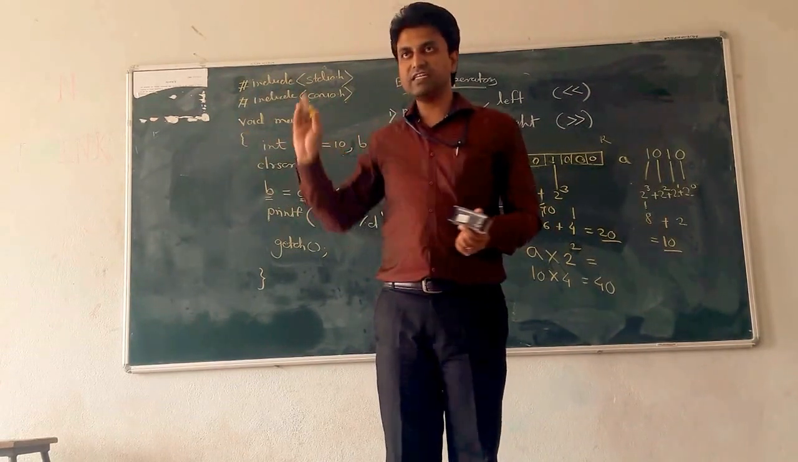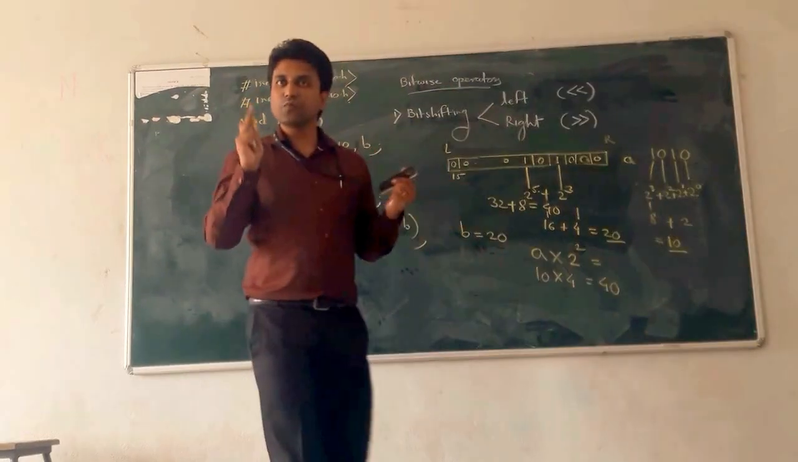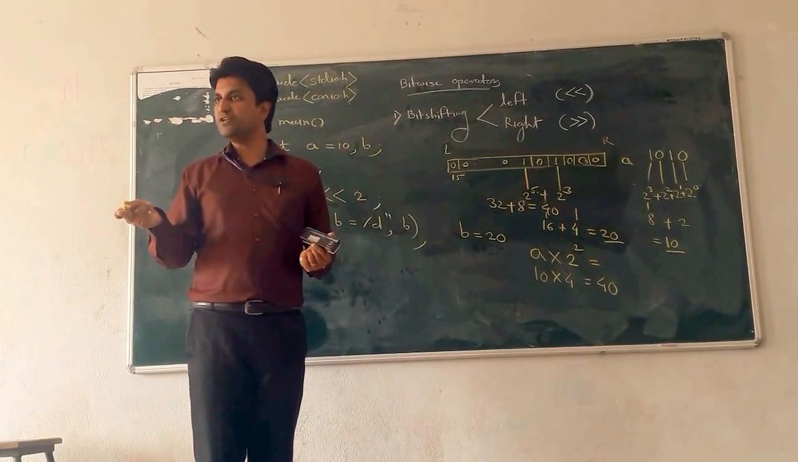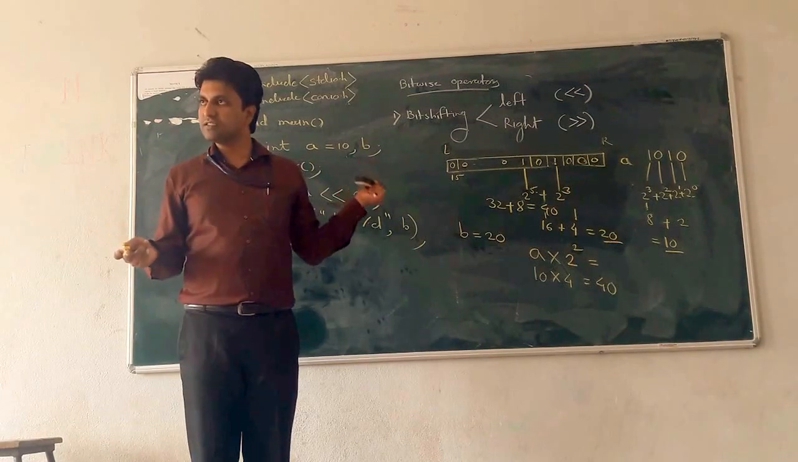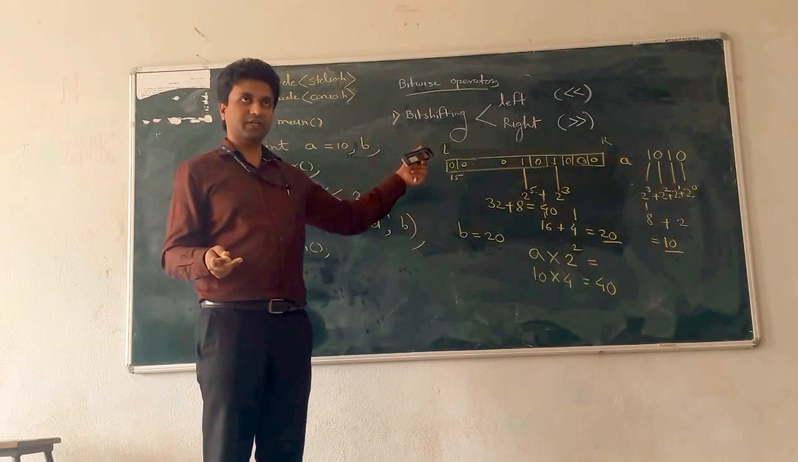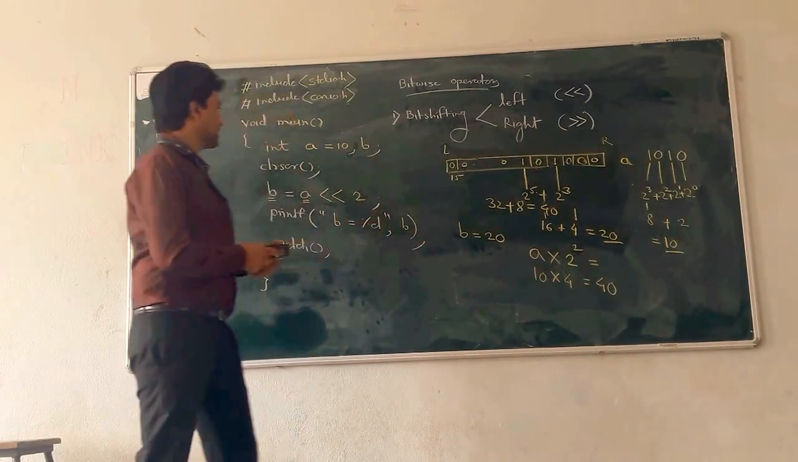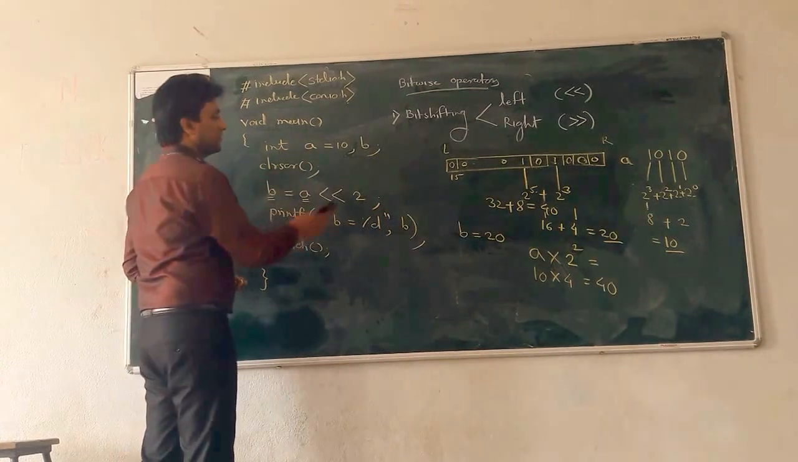Understood? And why is it called a bit shifting operator? Because that operator performs operations on the bits, individual bits. So this is called a bitwise operator, and these are two shifting operators. First is the left shift operator. Okay, next, the second one is the right shift operator.